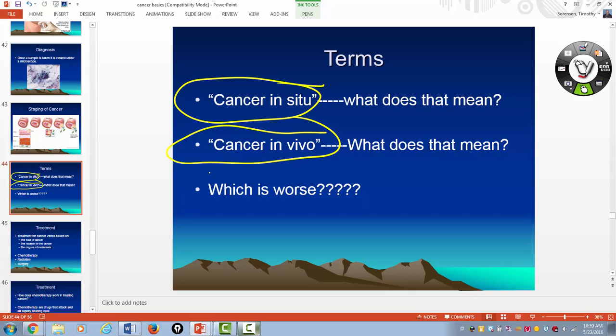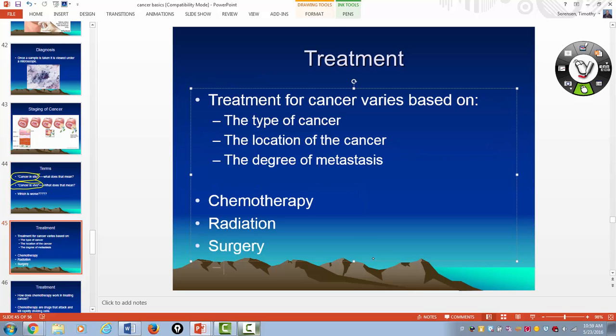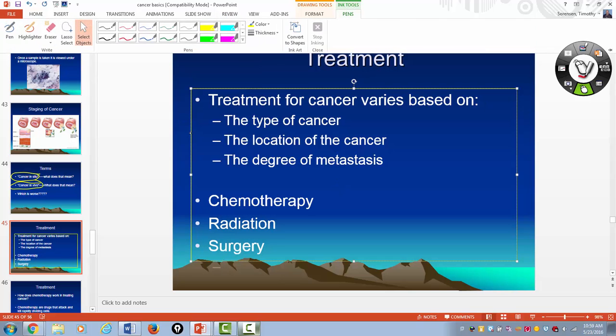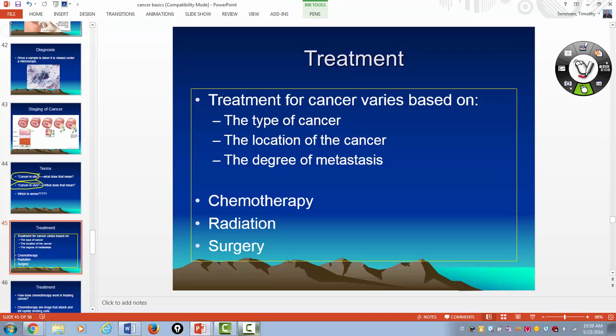So what can you do for cancer? Well, the treatment really depends on the location of the cancer, the degree of metastasis, and more importantly, the overall health of the patient. And again, chemotherapy works primarily by preventing cells from dividing. Another form of chemotherapy works by cutting off blood flow to the tumor.